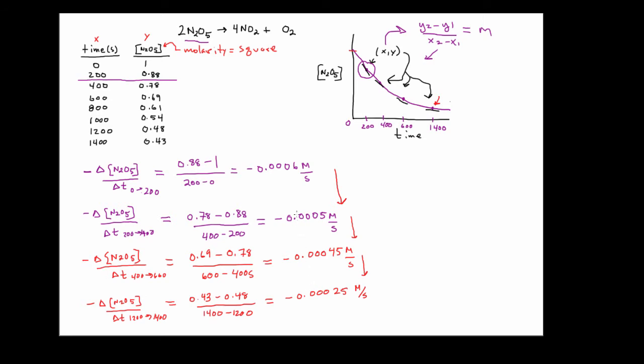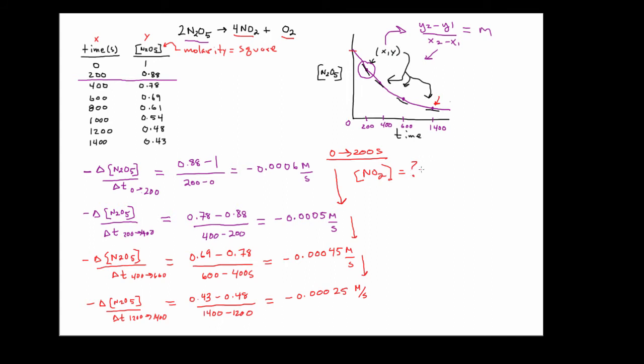Now, what I want to do really quick is show the viewer how we find the average rates of the other two components that are part of this reaction. So we're producing NO2 and we're producing O2. We found the average rate at 4 different time intervals for the N2O5. So how do we find, let's look at this first time interval that's going from 0 to 200 seconds. How do we find the other two components? So let's find the NO2 first.